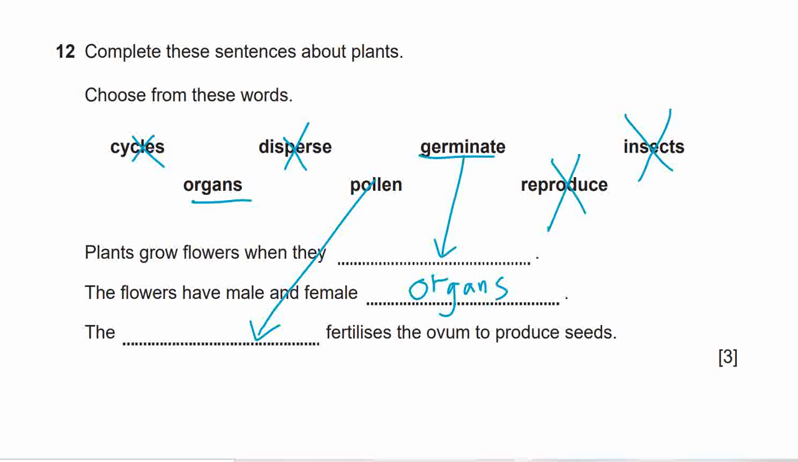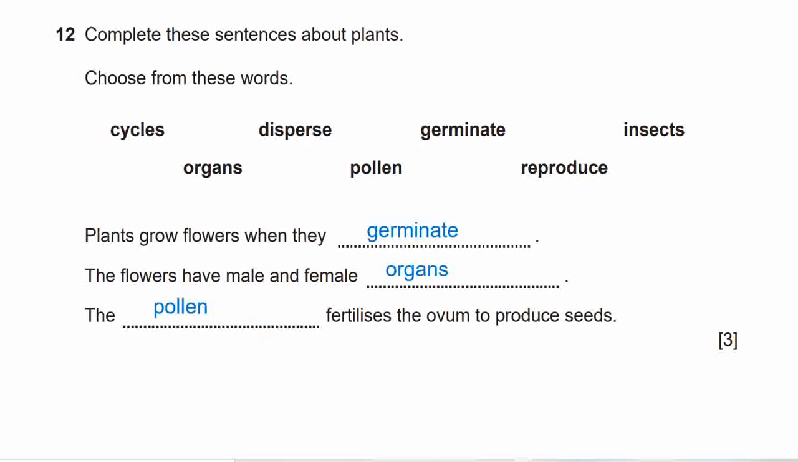So that's it for this question. So this is the answer. When they germinate, they grow into young plant and then they grow flower. The flower have male and female organs. The pollen fertilizes the ovum to produce seed. When plant reproduce, they will produce seed and the flower will fall off. So this is wrong. So this is the answer.